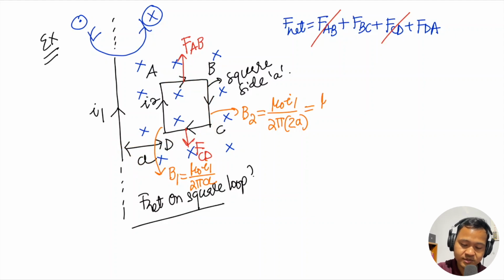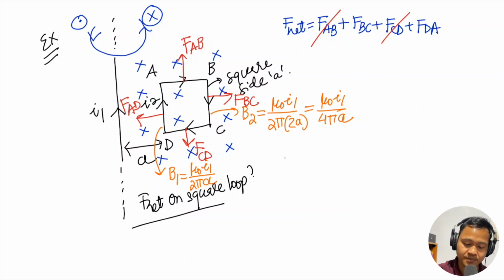Okay, so you have mu naught I1 by 4 pi A. Now the direction: L cross B is towards the left side. So this is FAD. For BC, L cross B is towards the right side. So this is FBC.